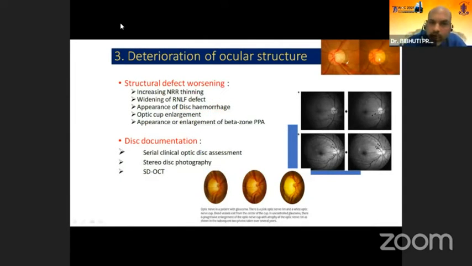The third part is deterioration of the ocular structures, which needs a proper evaluation of the patients even during their follow-up visits. So during follow-up visits, we have to keep looking at the disc and the adjoining area to identify any early signs of changes which can denote progression. If there are changes like increasing NRR thinning, widening of the RNFL defect, appearance of disc hemorrhage, which is very important, optic cup enlargement or enlargement of the beta zone, then naturally these patients need to be taken up for visual field analysis and OCT to identify the progression.